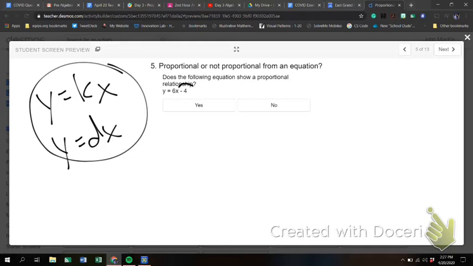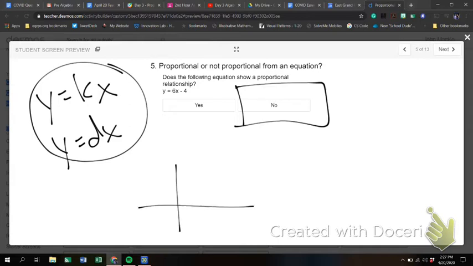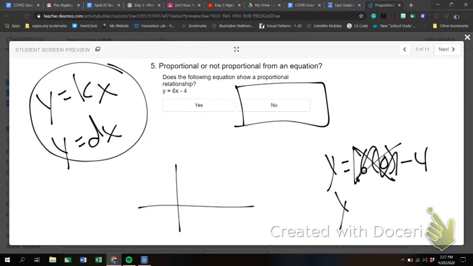And you might notice there's that minus 4 right there. So this one, not. But here's another reason why. If you were graphing this, so when x is 0, to see if it goes through the origin, when x is 0, 6 times 0 is 0, that's gone. Y would be negative 4, which tells us our line starts right there and goes something like this. Again, not through the origin. That's just another way to think about it.